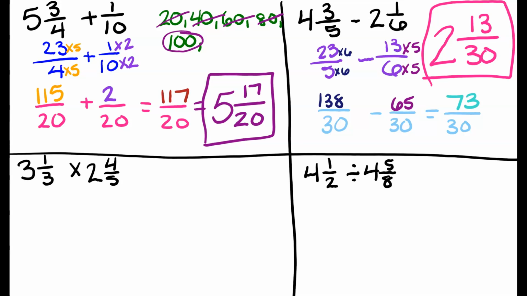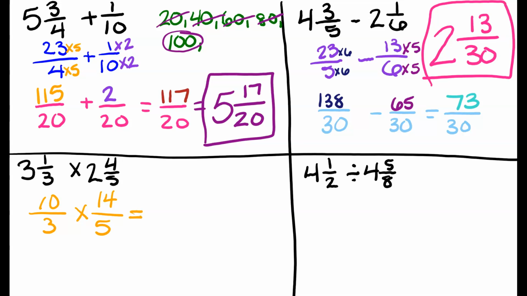Number 8, 3 1/3 times 2 4/5. The first thing I need to do is change my mixed number to be a fraction greater than 1, or an improper fraction. 3 1/3 is the same as saying 3 groups of 3, 3 times 3, and 1 left over. 3 times 3 is 9, plus 1 is 10 over 3. Times 2 4/5 is the same as saying 2 groups of 5, or 2 times 5, which is 10, and 4 left over, which is 14 over 5.